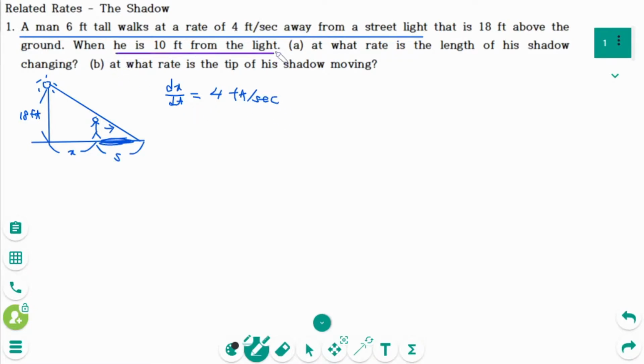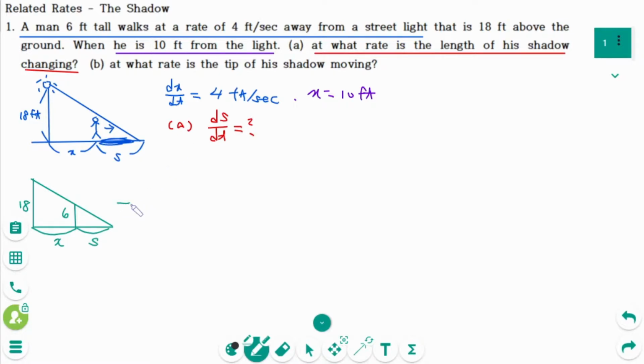When he is 10 feet from the light, that means x equals 10 feet. At what rate is the length of his shadow changing? That means we are looking for ds/dt. If we redraw this situation a little more simply, these two triangles are similar because they are both right angles, and these angles are the same.